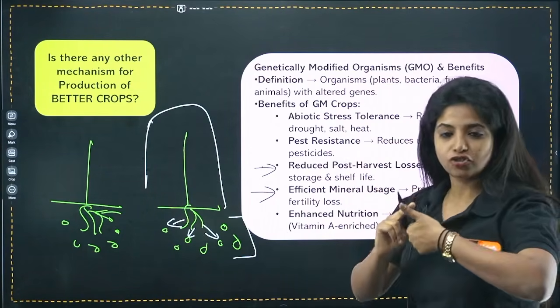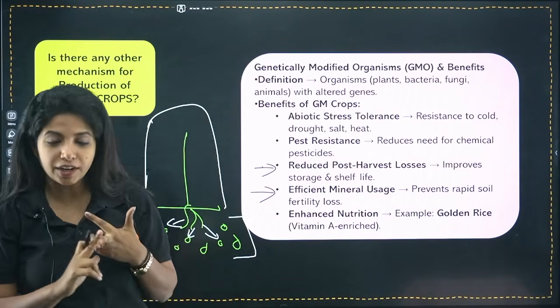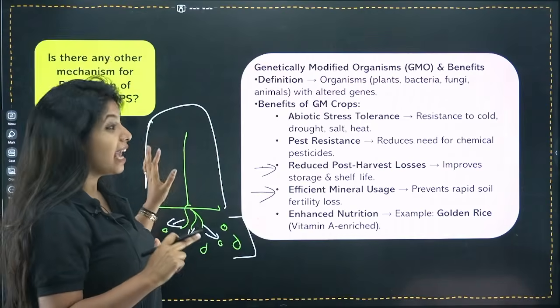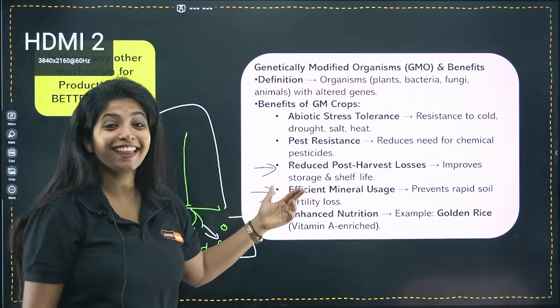First thing, abiotic stress tolerance. Pest resistance is the second thing. Third one, reduced post-harvest losses. And the fourth thing that you have is what? Efficient mineral usage. And last but not the least, enhanced nutrition.